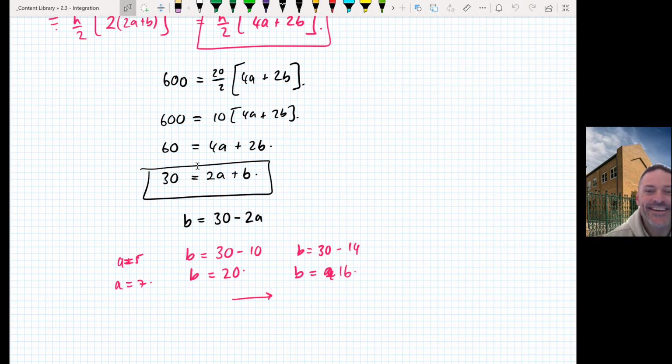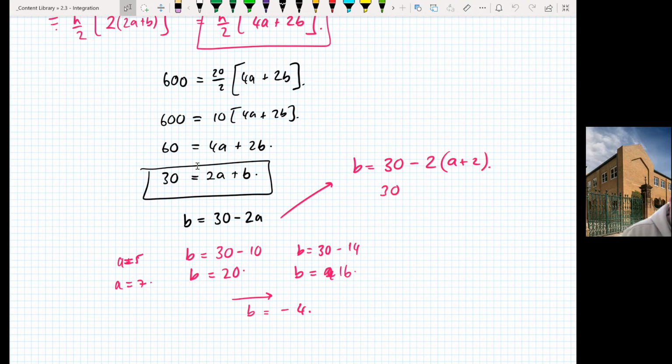There you go. Now that kind of makes sense because if I do it algebraically and increase a by 2, what you get is 30 minus 2a minus 4. The only difference is this subtract 4. That's it. So something about decreasing it by 4 would be perfect.